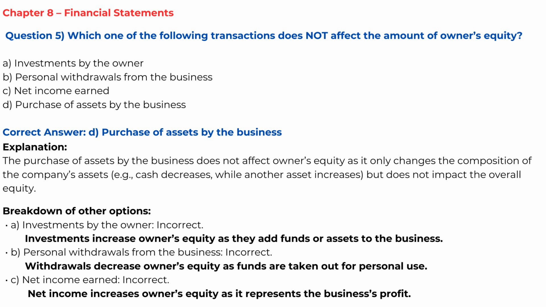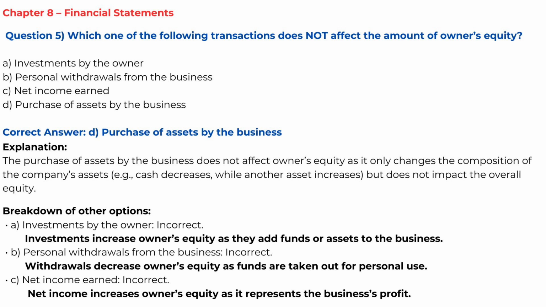Question 5. Which one of the following transactions does not affect the amount of owner's equity? Correct answer. D. Purchase of assets by the business. Explanation. The purchase of assets by the business does not affect owner's equity as it only changes the composition of the company's assets, e.g., cash decreases while another asset increases, but does not impact the overall equity.